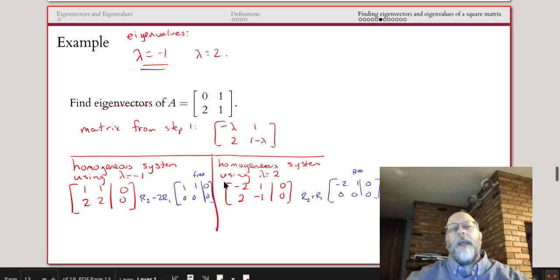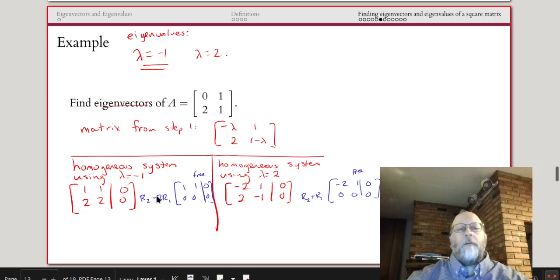We're guaranteed to have a free variable because in the previous example, we set the determinant equal to 0. And when the determinant is equal to 0, we have a system that has a 0 entry along its diagonal in echelon form. And so that's what's happening here. In both cases, we have a free variable.